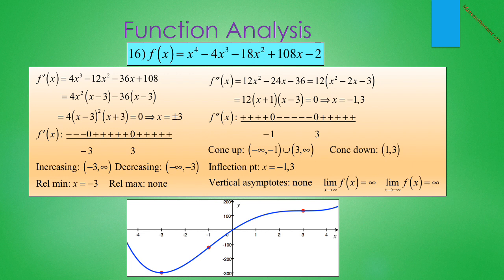At x equals negative 3, f of negative 3 is equal to negative 299. At x equals negative 1, f of negative 1 is equal to negative 123, and f of 3 is equal to 133. Note that the inflection point at x equals 3 is stationary, while the inflection point at x equals negative 1 is not.